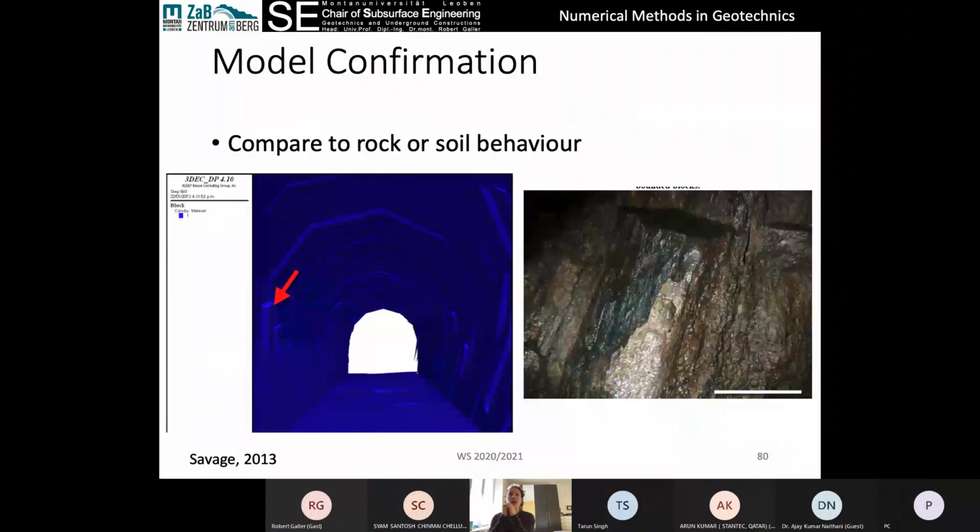We can compare to observed behavior. So here is a fractured rock tunnel, and we could observe failure along, in this case, foliation. So failure of blocks along the foliation in the sides of the tunnel. And we actually observed that always on the left-hand side of the tunnel. And we were able to see that the majority of the deformations were on the left side of the tunnel. So this gave us a good feeling that we had a reasonably representative numerical model.